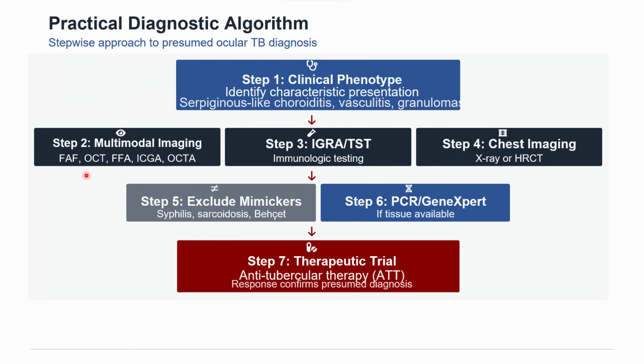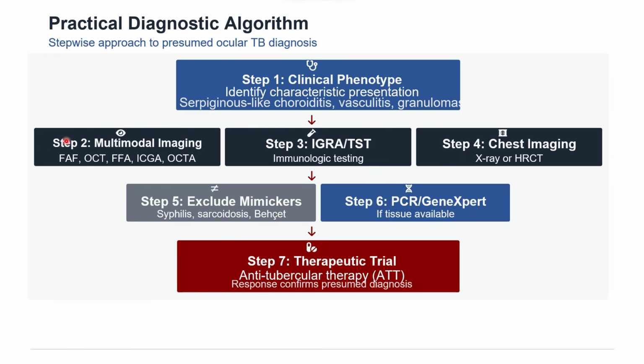So we will have different lines or layers of assessment of the case based on the clinical presentation. As I said, there are some phenotypic presentations of presumed ocular tuberculosis which are strongly suggestive of tuberculosis, like serpiginous-like choroiditis, vasculitis, tuberculoma, or granuloma. If you find these pictures, this is highly suggestive, but you have to support this with investigation using multimodal imaging, starting with the fundus autofluorescence. It has specific features, and OCT, fluorescein angiography, ICGA, and OCTA.